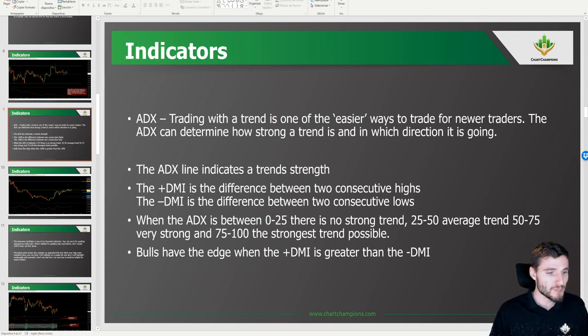Bulls have the edge when the DMI plus is greater than the DMI minus. So very simply, if the green is above the red, then you're getting an uptrend, and if the red is above the green, then you're in a downtrend.